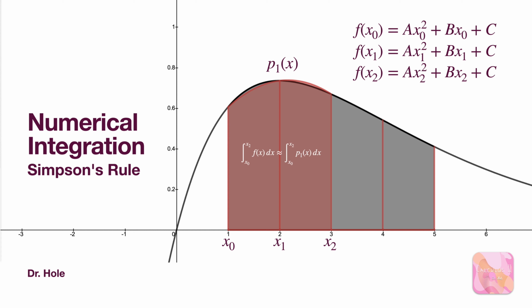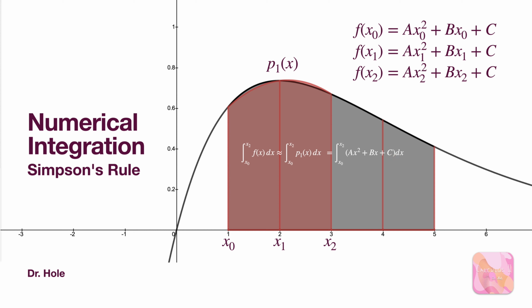All right. Let's bring in some shading. Let's shade underneath the parabola over the interval x0 to x2. Then that red shading is represented by the definite integral from x0 to x2, integrand P1. And then that is an approximation to the true area under the curve, y equal f of x from x0 to x2. Now the nice thing is that P1 is a quadratic function. It takes the form ax squared plus bx plus c.